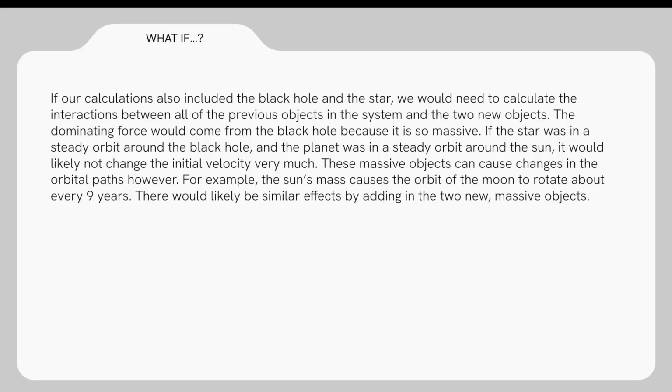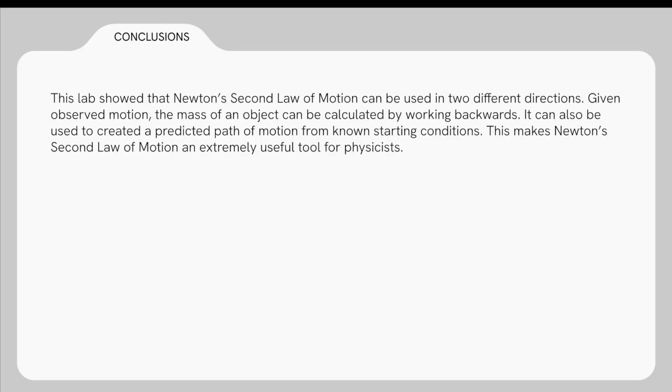Now, what can we take away? This lab shows that Newton's second law of motion can be used in 2 different directions. Given observed motion, the mass of an object can be calculated by working backwards. It can also be used to create a predicted path of motion from knowing starting conditions. This makes Newton's second law of motion an extremely useful tool for physicists.